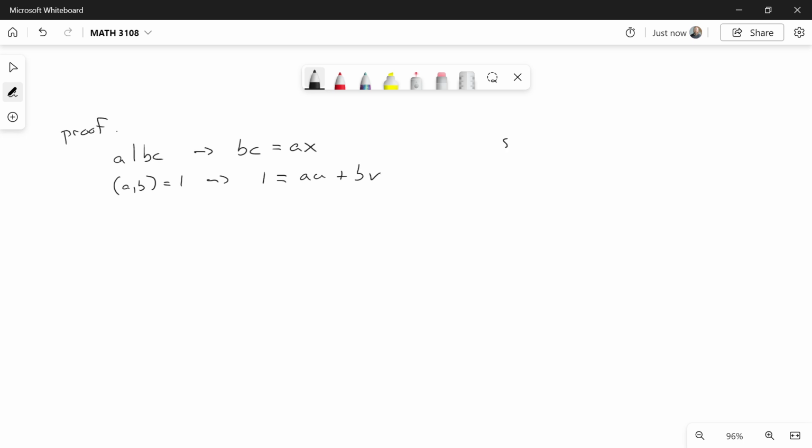And now what we want to show, I'll write this over here, is that a divides c, which again means that c could be written as some a times y. Okay, so let's work this out. Given the information we have, we're going to start with 1 is equal to au plus bv. And now I'm going to multiply both sides by c. So this is going to be c is equal to auc plus bvc.